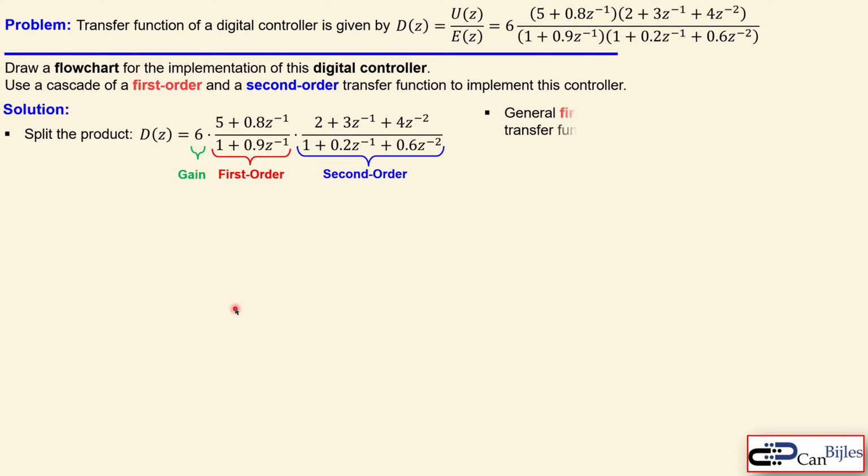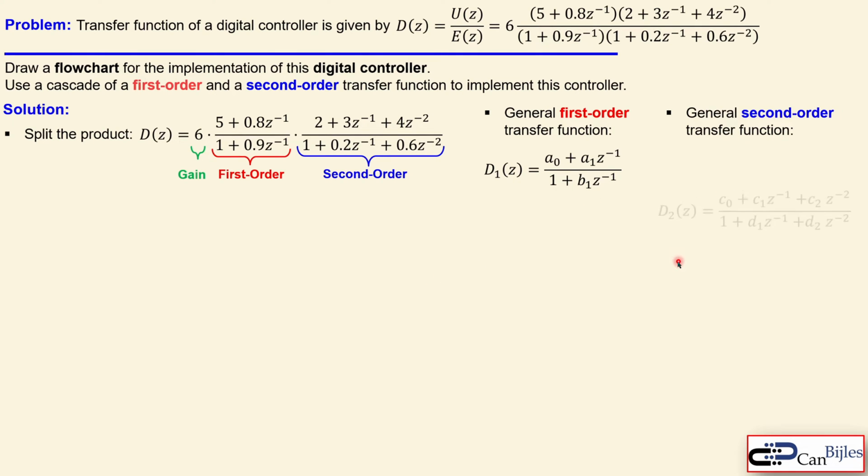So step by step. The general first order transfer function we know also from our previous examples, example number 1 specifically. Let's call this D1. It has 3 parameters, A0, A1 and B1. That's shown here. That's also the case for the second order system in a similar form, but that is of course larger. So we have the C0, C1 and C2, and there is also D1 and D2 in the denominator. So we have our general expressions for the first order and second order transfer functions. And now we need to compare that with the transfer function given here and use this to make that cascade configuration.